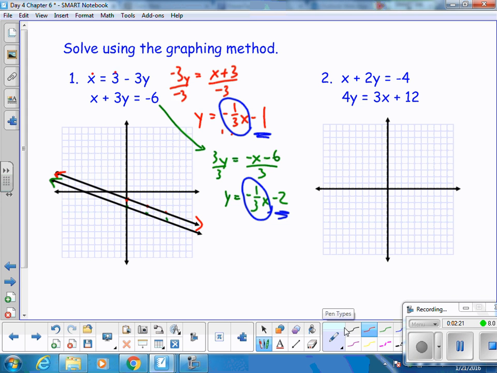Now for number 2, why don't you go ahead and press pause. You do it. I'm going to turn them into slope-intercept form over here on the right side. And we'll go from there. So let's both press pause.